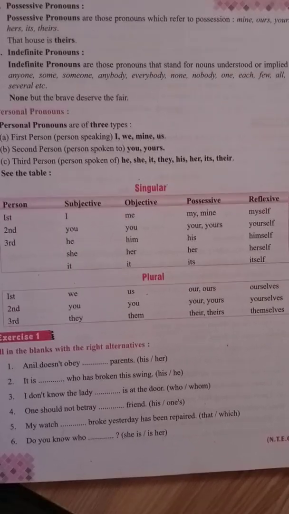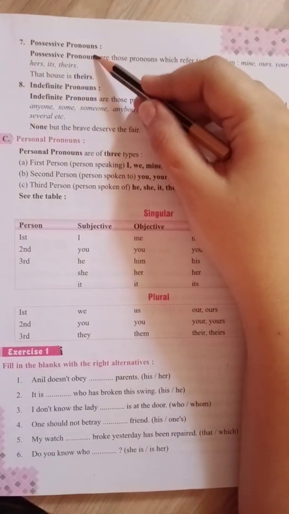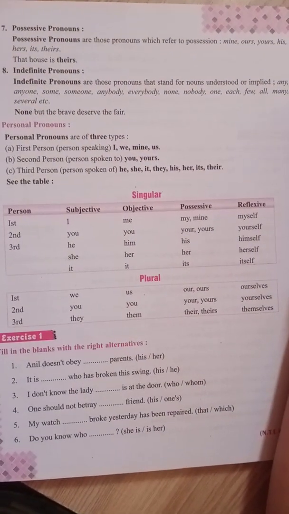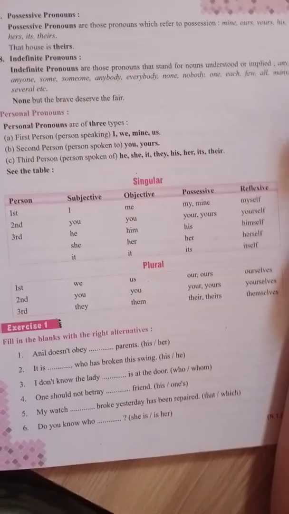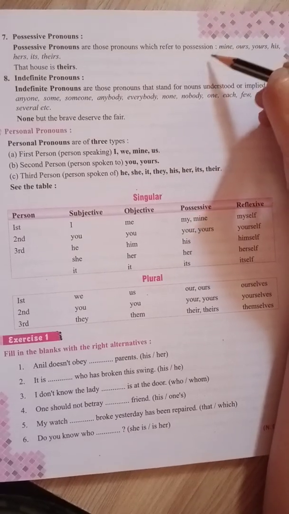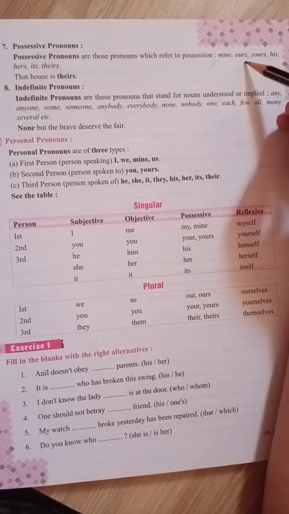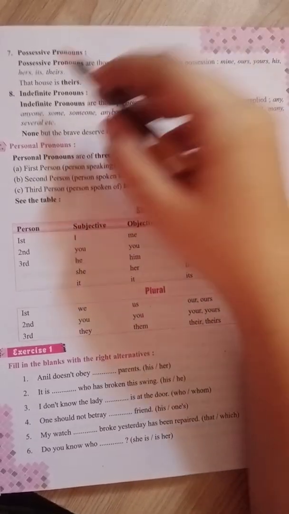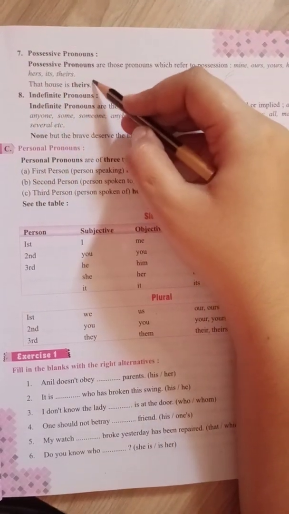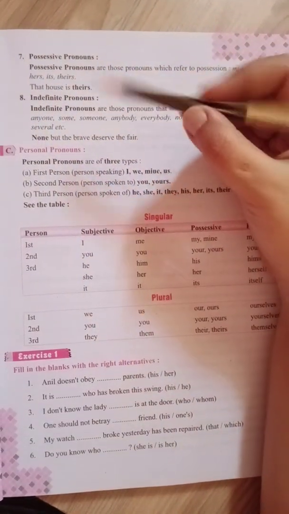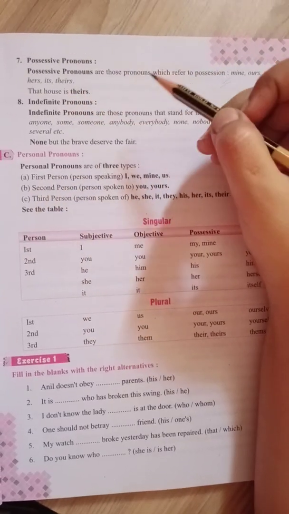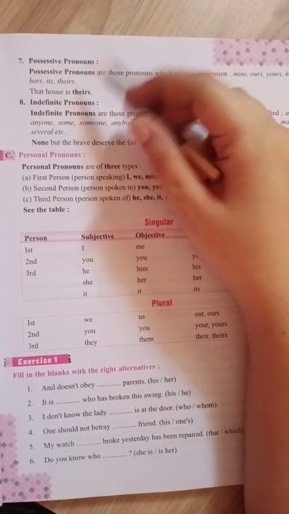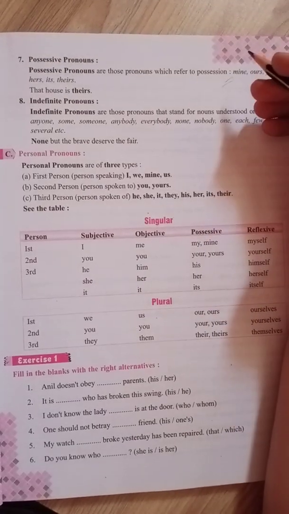Now students, let's come to the 7th, which is possessive pronoun. Possessive pronouns are those pronouns which refer to possession. Possession क्या होता है? Possession is अधिकार, जो चीज़ें आपका अधिकार दिखाती हैं कि ये आपकी हैं. Like mine, ours, yours, his, hers, its, theirs. Like if I say this pencil is mine, here the word mine is a possessive pronoun because it is showing the possession कि pencil belongs to me.